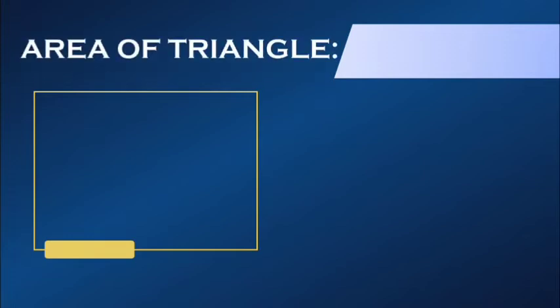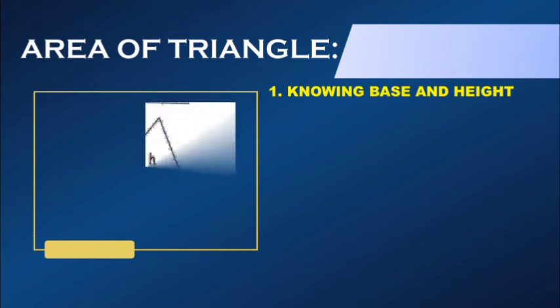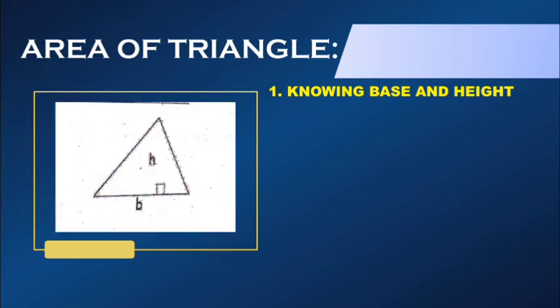So now, let's start with the area of a triangle. First is knowing the base and the height. I know that this was kind of easy. It's simply half of base times height. If we already have the base and the height, we can simply calculate the area of a triangle. So this is the formula for knowing the base and the height of a triangle.